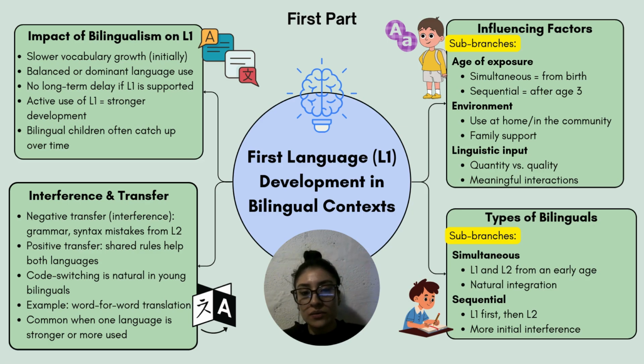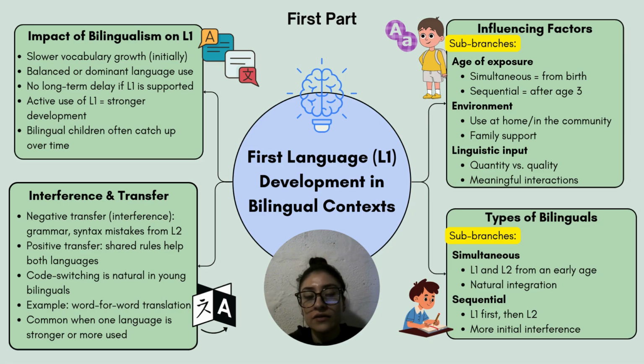First, let's talk about the impact of bilingualism on L1. Bilingual children might show slower vocabulary growth at first, but this doesn't mean they have a language delay. If the first language is used regularly, its development continues normally. With enough exposure, both languages can develop successfully.